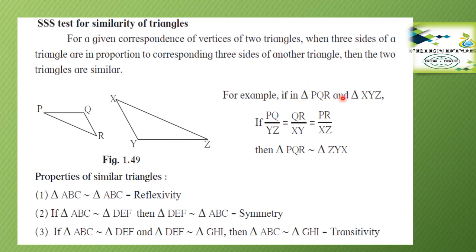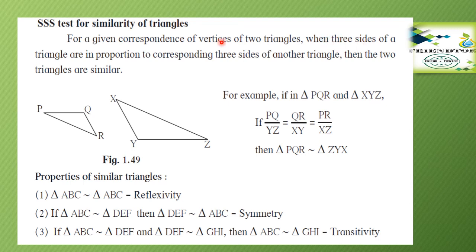Now if you write PQR and XYZ, P is corresponding to X, Q is corresponding to Y, R is corresponding to Z in terms of angles, and PQ corresponds to XY in terms of sides, QR corresponds to YZ, and PR corresponds to XZ. That is what they mean by correspondence of vertices of two triangles. Just seeing the vertices, you should be able to tell what the corresponding sides and angles are, because the order of writing the triangles is really important, just like you learned in congruency.